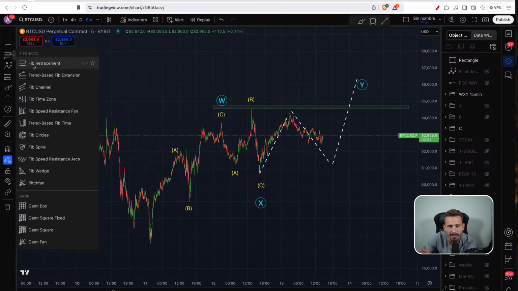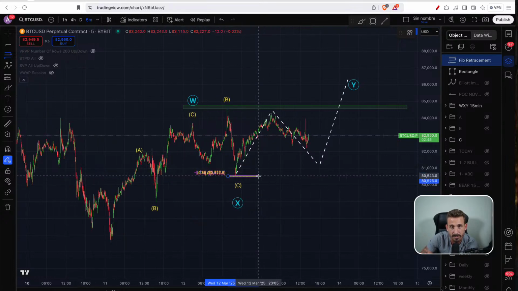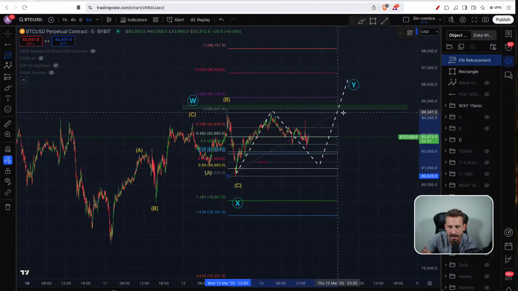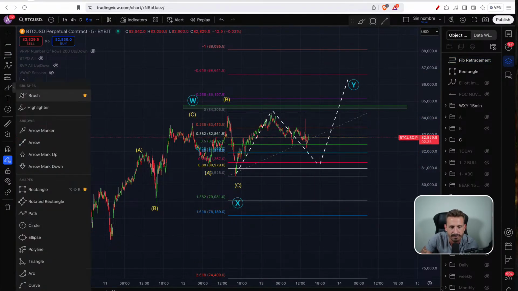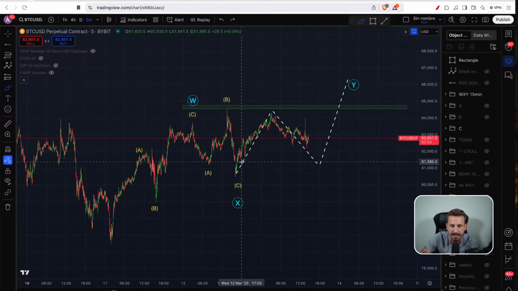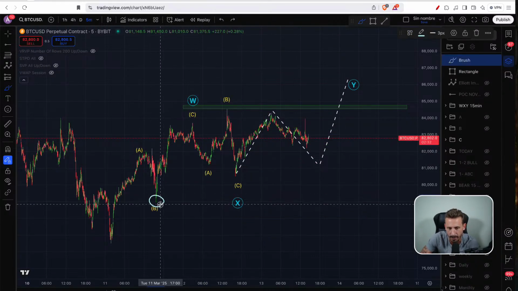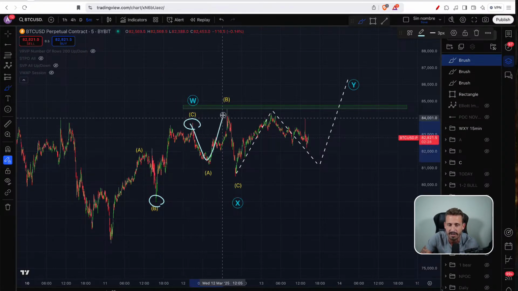I would like the golden pocket, guys. Golden pocket is the most respected Fibonacci retracement. We know that. The pivot low that we formed here throughout yesterday to the pivot high. Golden pocket is like the meat and potatoes Fibonacci retracement. When we get the Fibonacci from this pivot low to this pivot high, it has to be this pivot high, guys, sorry, because this is a flat.